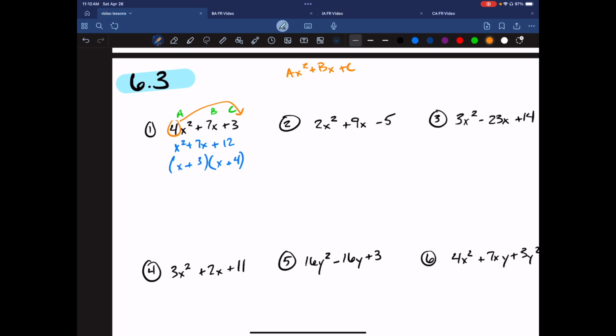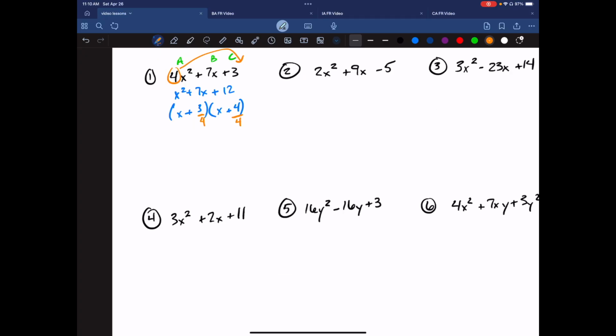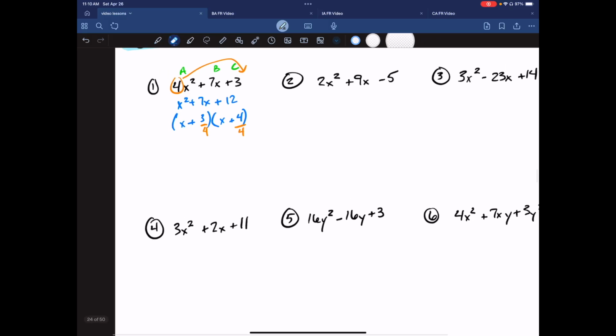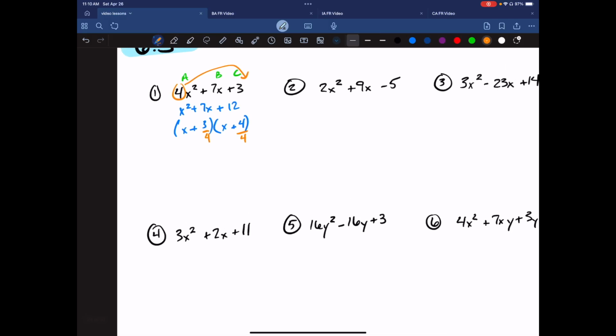Now here's the catch: because I started this whole problem by multiplying by 4, I have to divide by 4. So we divide both of these numbers by 4. If you do that, you can see that the second one, x plus 4 over 4, is going to be x plus 1, so that's going to reduce. I'm not going to have a denominator anymore. But on the first one, x plus 3 over 4, I will have a denominator.